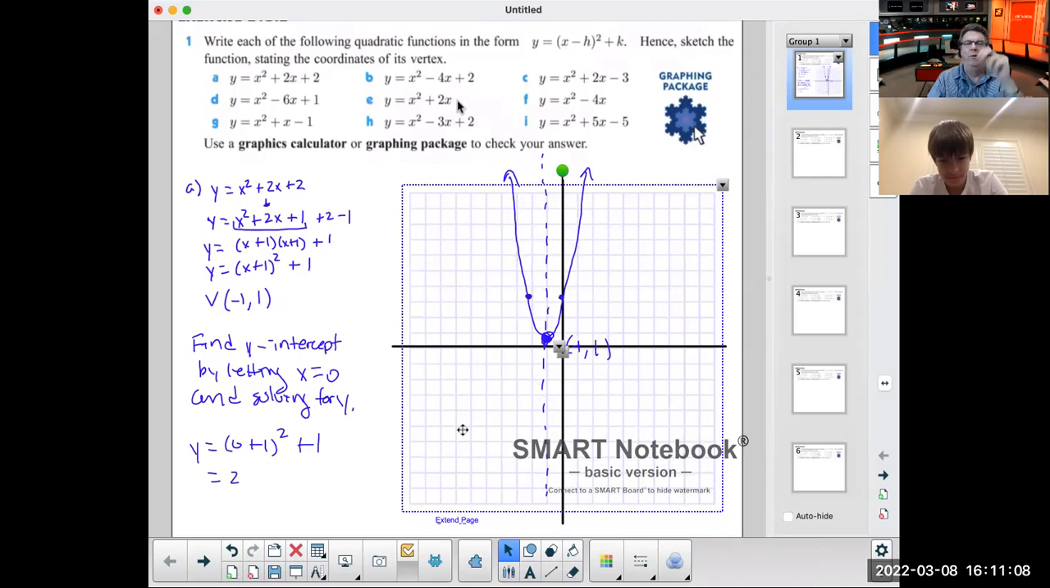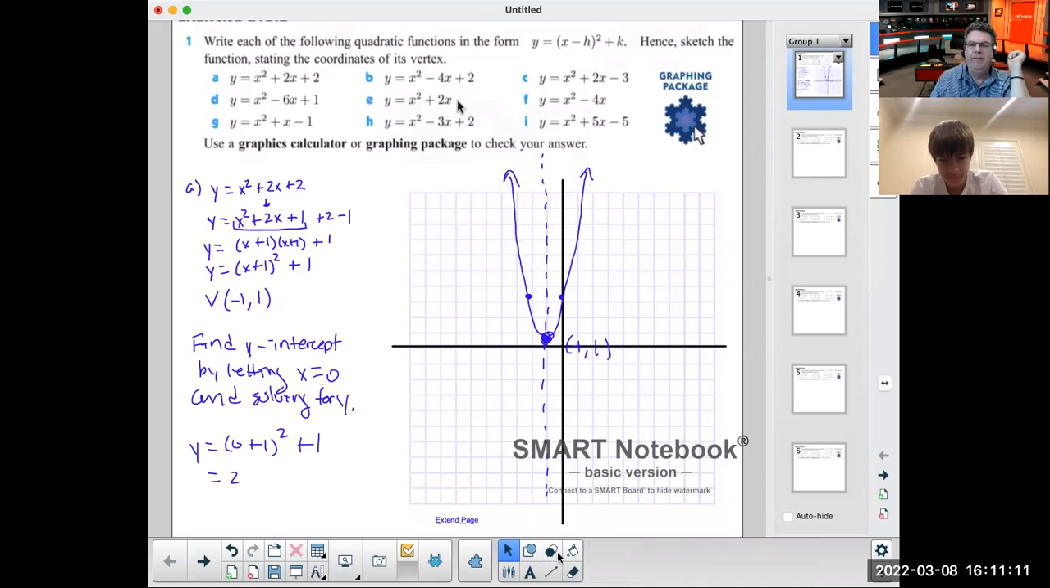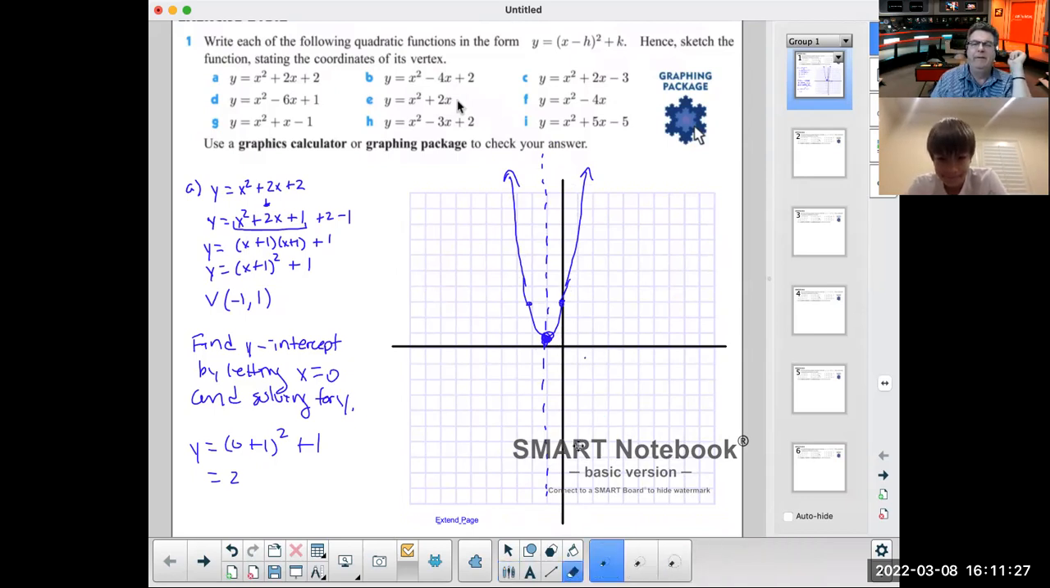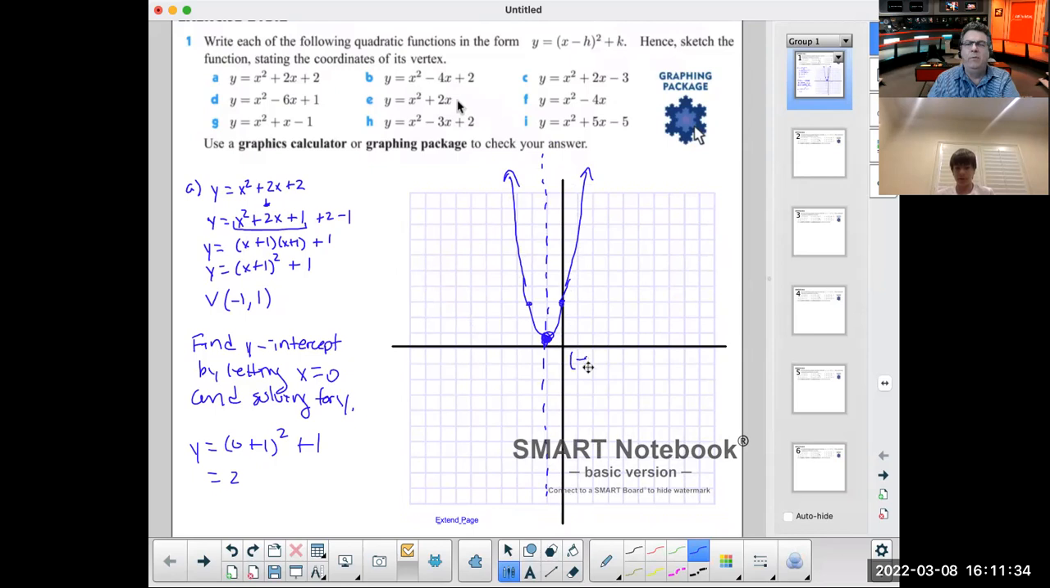I need to redo the y-intercept a bit. Right, so this is here and here. There we go. Okay, sorry about that. So that would be -1, 1.